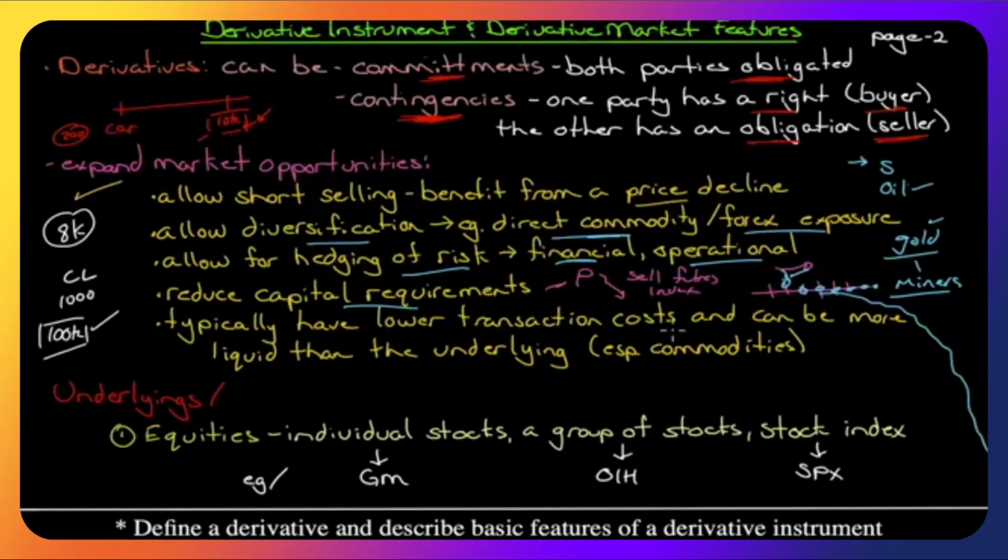Futures typically have lower transaction costs and can be more liquid than the underlying. Well, no pun intended, but the futures contract is more liquid than the oil itself when we talk about being in the physical market. So let's look at all the different types of underlyings that you can get from derivatives.